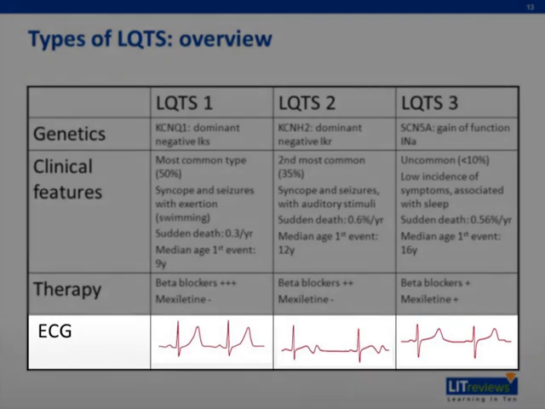The different types of long QT syndrome have characteristic types of ECGs. You would not be expected to know this. I put these different examples in this presentation to show you that all the types have a prolonged QT interval.